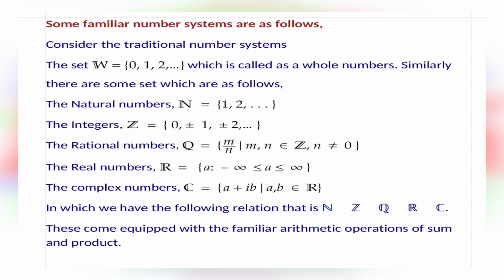Next one is the complex numbers. C is equal to the set of a plus ib such that a, b belong to R, in which we have the following relation: natural numbers are a subset of integers, which are a subset of rational numbers, which are a subset of real numbers, which are a subset of complex numbers. These come equipped with the familiar arithmetic operations of sum and product.